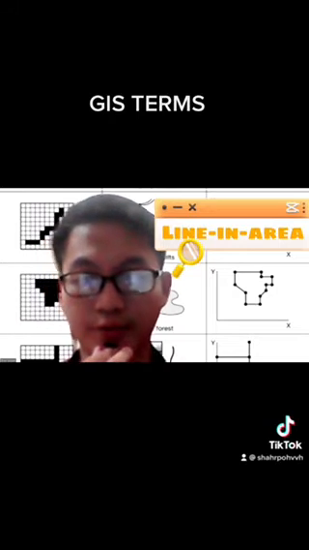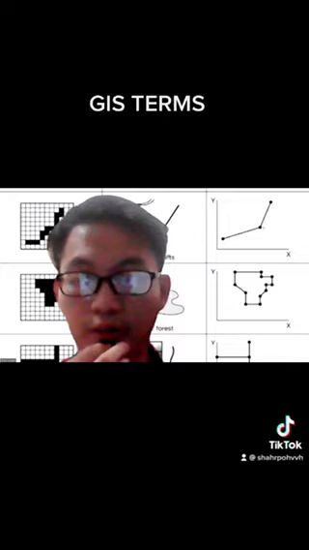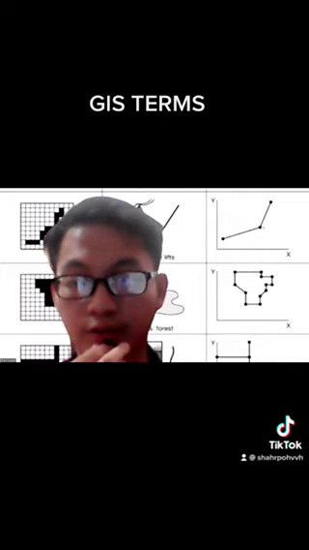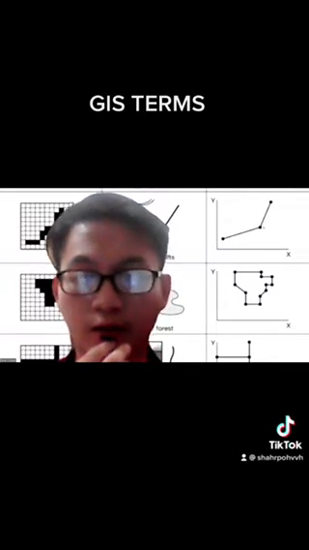Line data is used to represent linear features. Common examples would be rivers, trails, and streets. Line features only have one dimension and therefore can only be used to measure length. Line features have a starting and ending point.